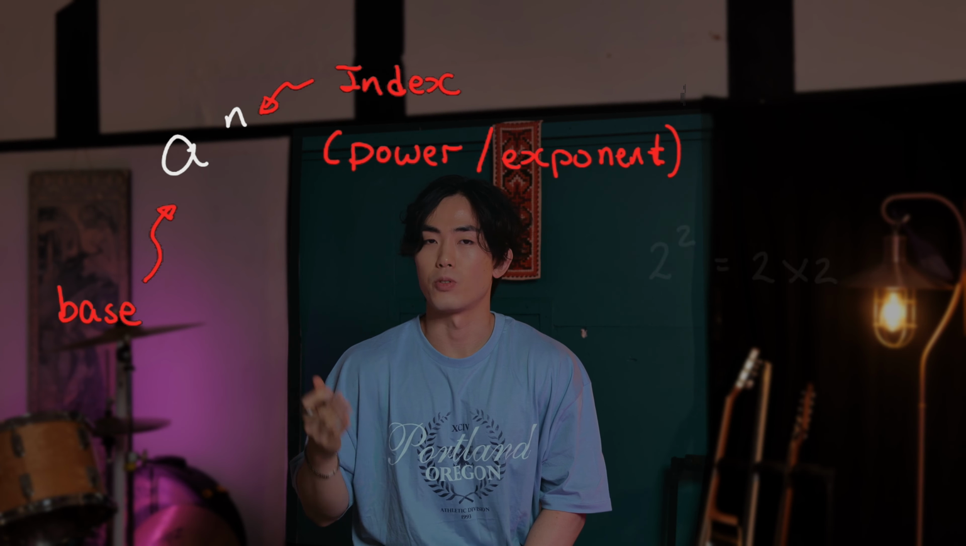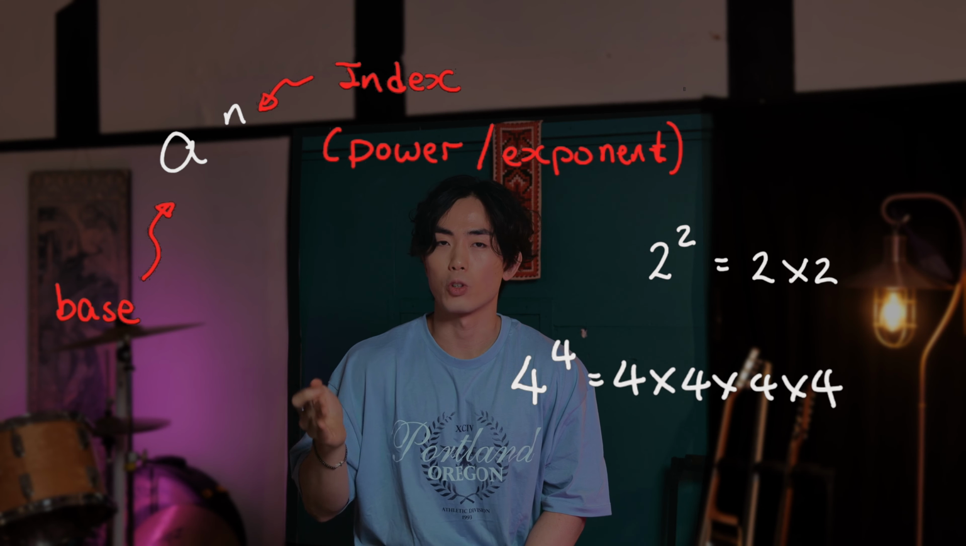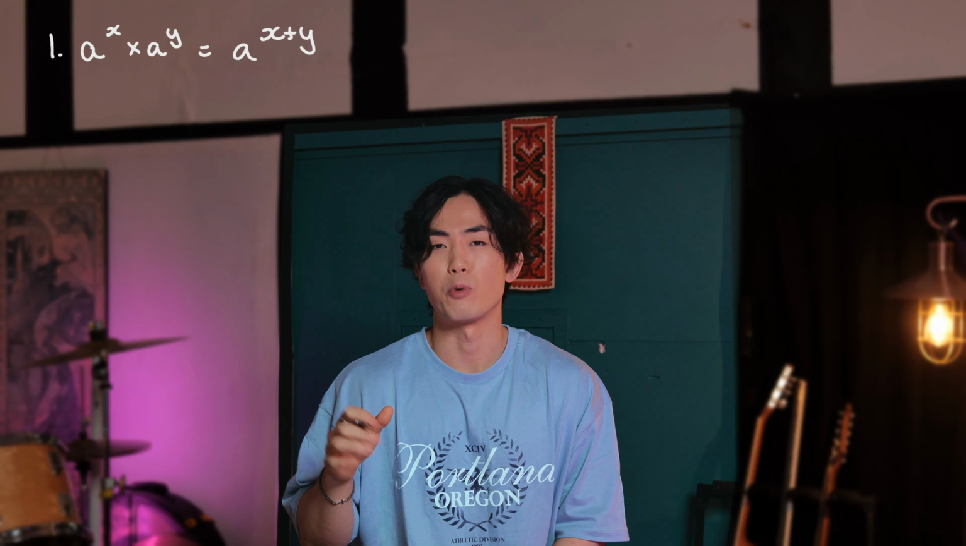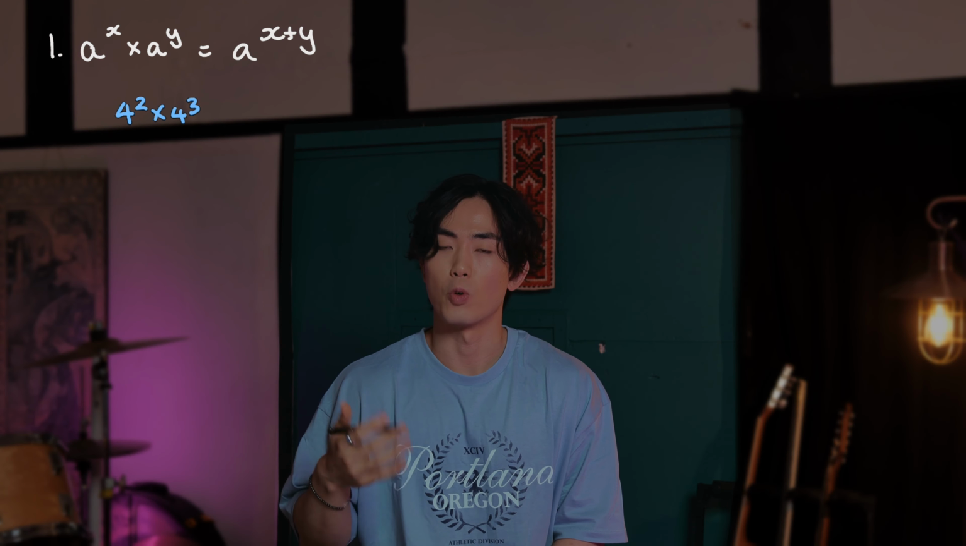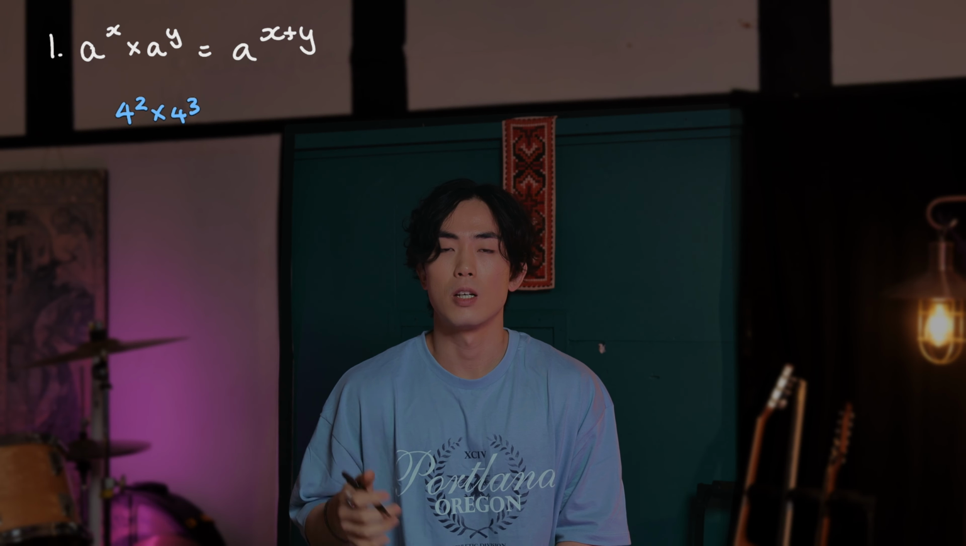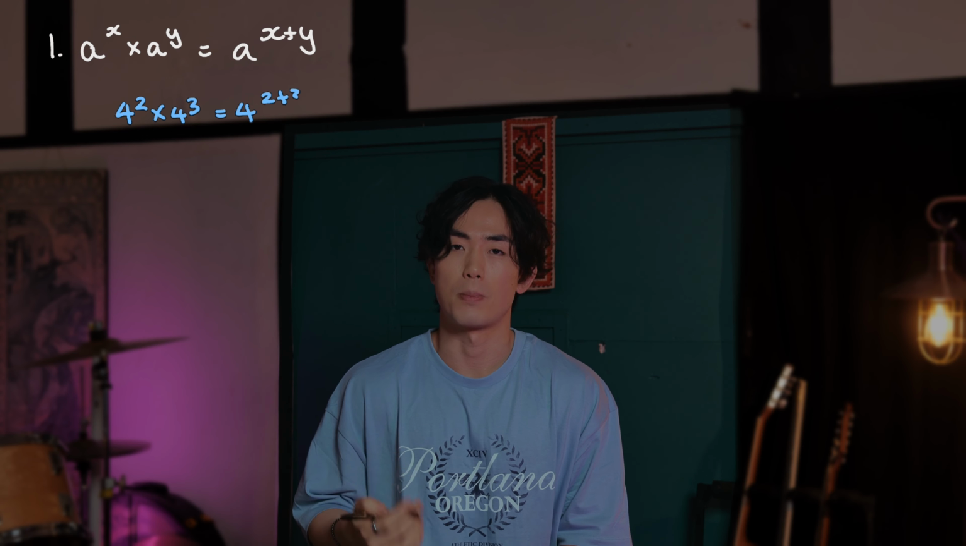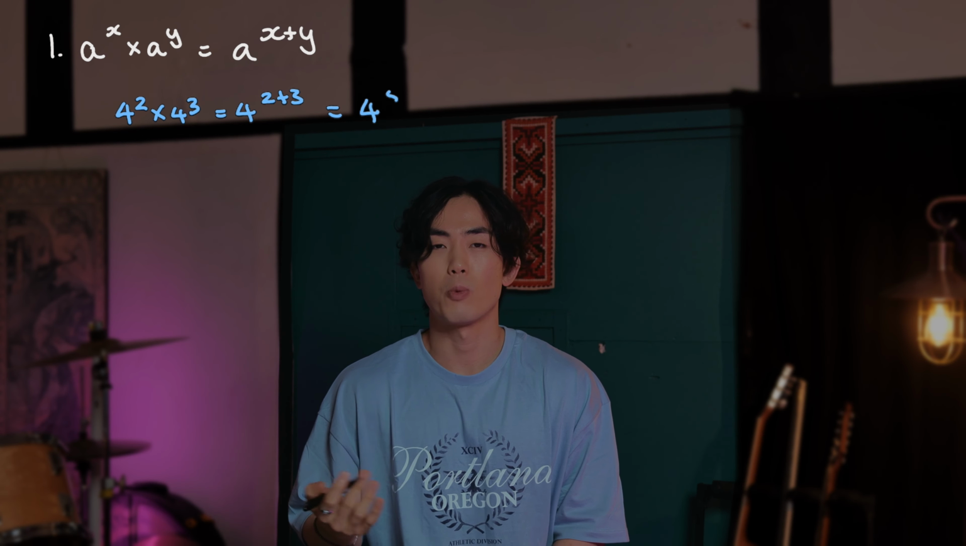So if we have, for example, 2 squared, it just means 2 times 2. 4 to the power of 4 means 4 times 4 times 4 times 4. So now we can apply some indices rules. So if we have the same base, and we are multiplying them together, for example, 4 squared times 4 cubed, then all we have to do is sum up the two powers. So 4 squared times 4 cubed will be 4 to the power of 2 plus 3, 4 to the power of 5.